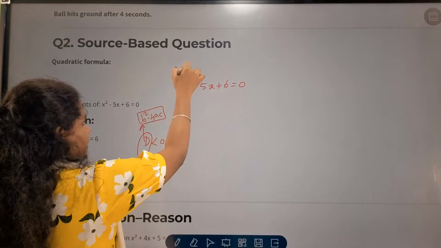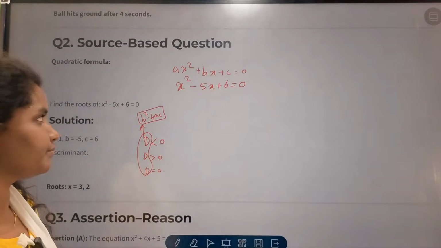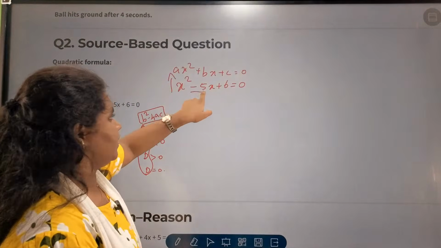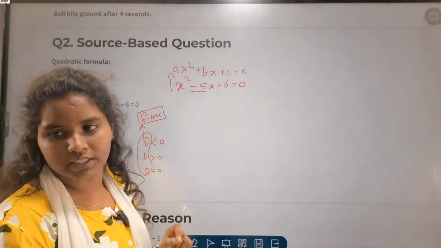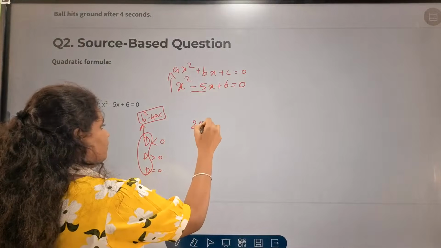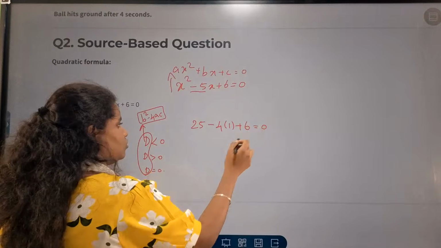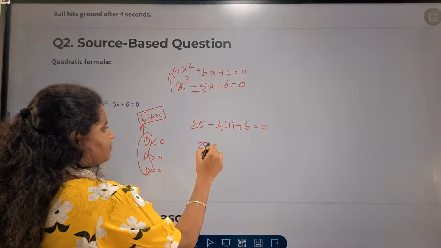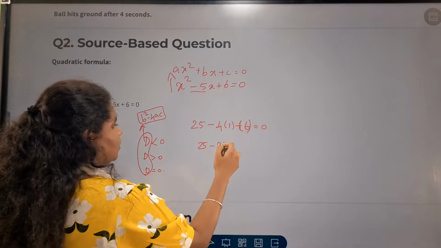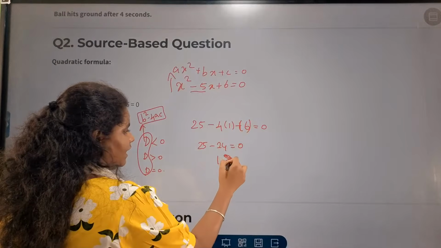So here we have to compare with ax square plus bx plus c is equal to 0. In this, a is equal to 1, b is equal to minus 5, and c is equal to 6, right? Then b square is 25 minus 4ac, that is 25 minus 24, which is equal to 1. So 1 is greater than 0.